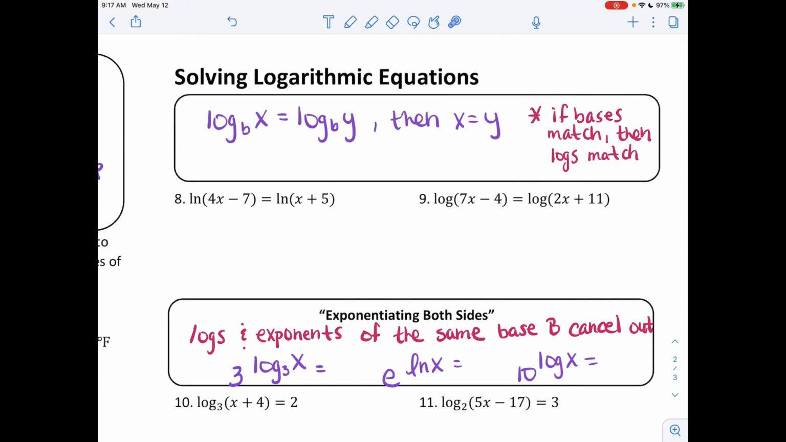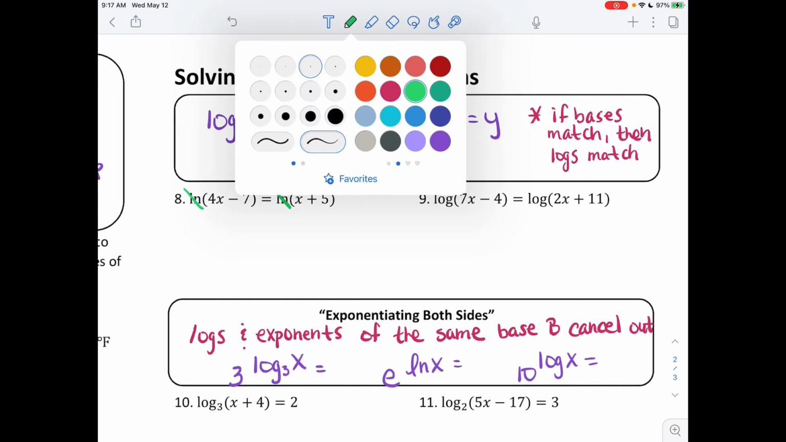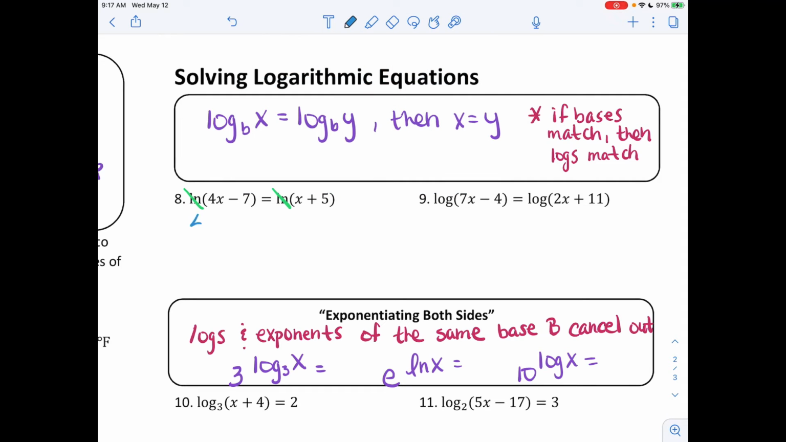I have natural log. Remember, that's log base e, our natural base. Natural log of 4x minus 7 is equal to natural log of x plus 5. Since I have the same base, a base of e for natural log, the natural logs can cancel. And I am left with 4x minus 7 is equal to x plus 5. And now I just simply need to solve this equation with numbers and variables on both sides.